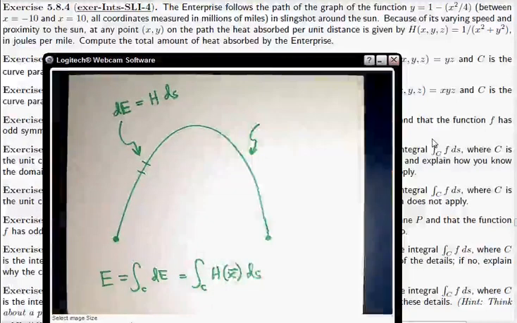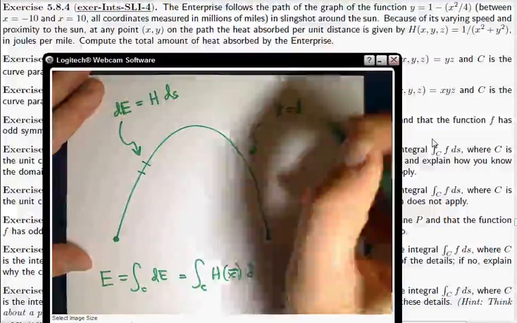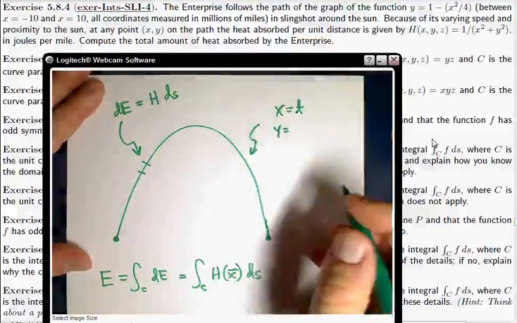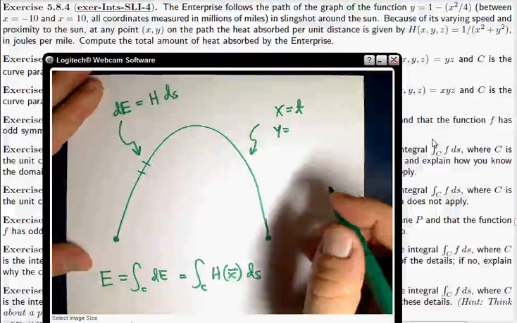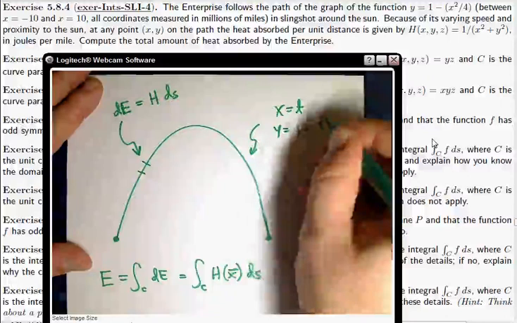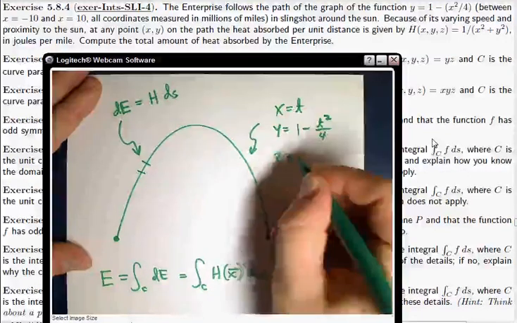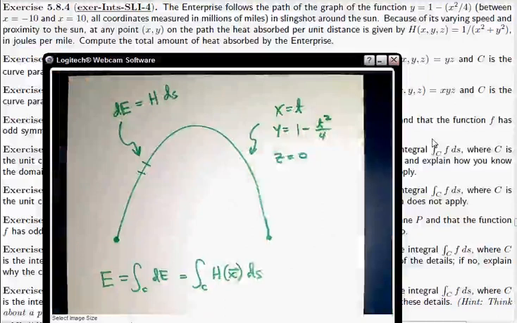So y seems to be a function of x, but no discussion of z. I guess z is 0. So our parameterization is, we're going to have x equal t, y equals f of t, so it's going to be 1 minus t squared over 4. And z is just going to be 0. Okay, everybody good?